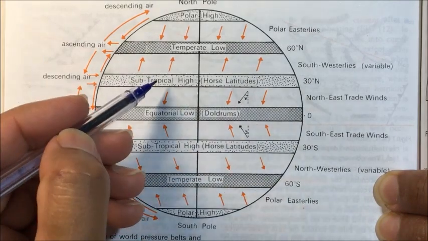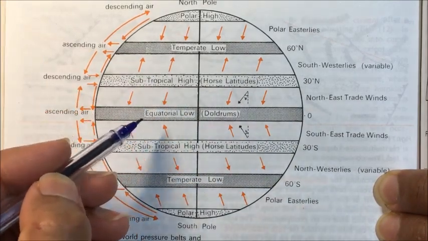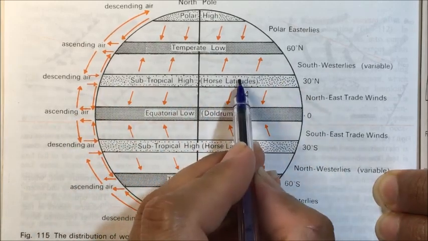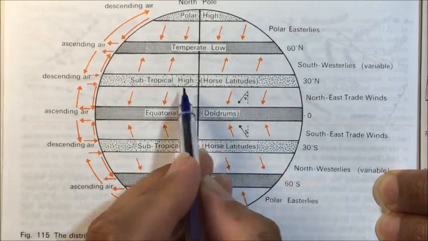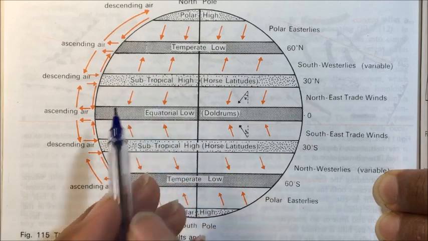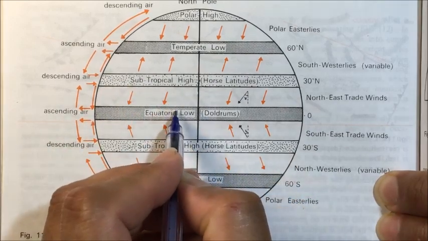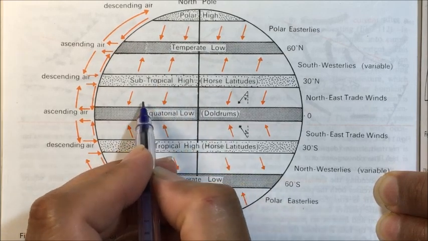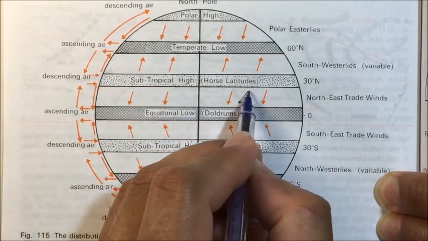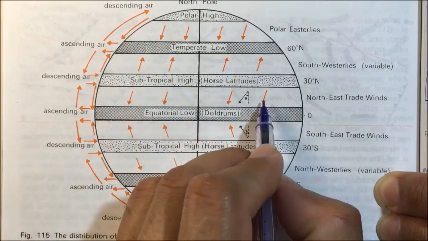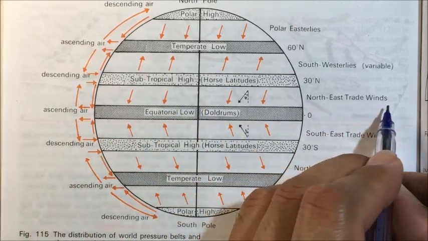So wind flows from high pressure towards the low pressure. So from 30 degree, this is the subtropical high pressure belt, the wind will flow towards the equator. But as we have seen the Coriolis effect, because of the Coriolis effect, winds in the northern hemisphere get deflected towards right. And these are the trade winds. They are called northeast trade winds.